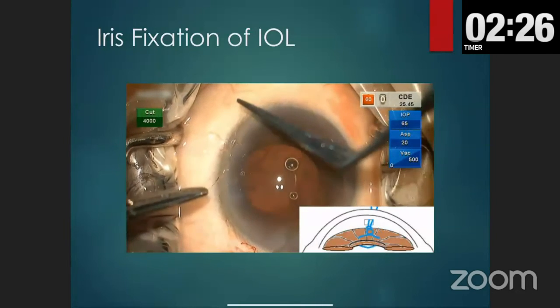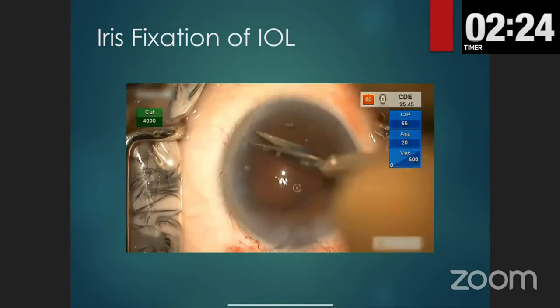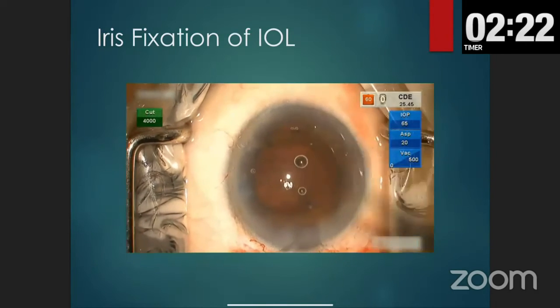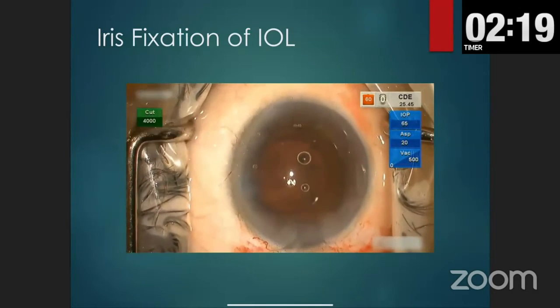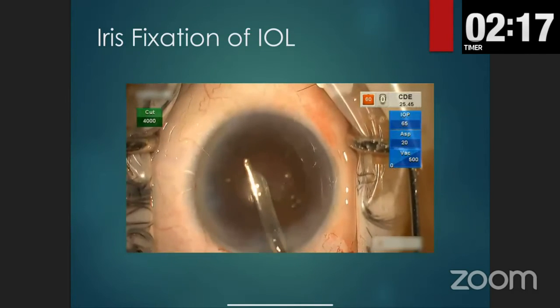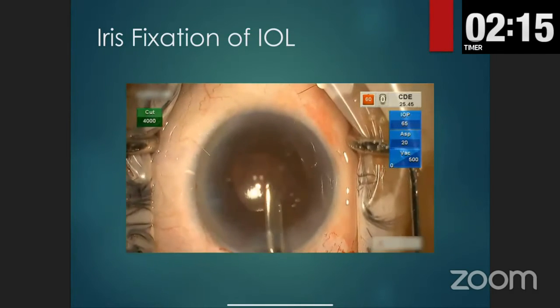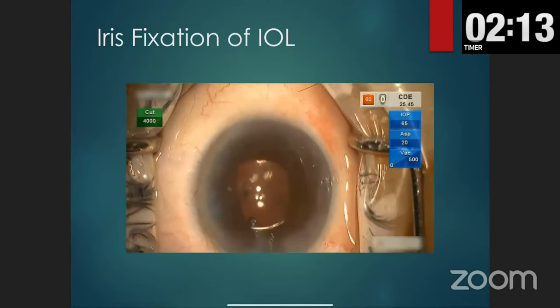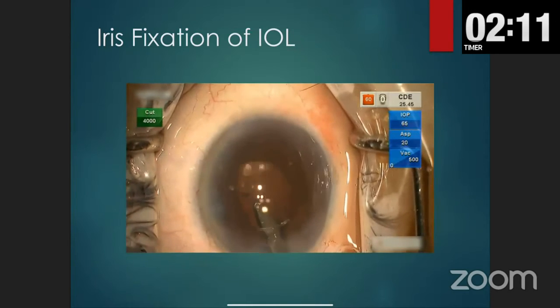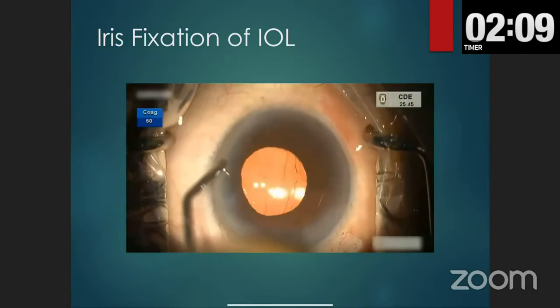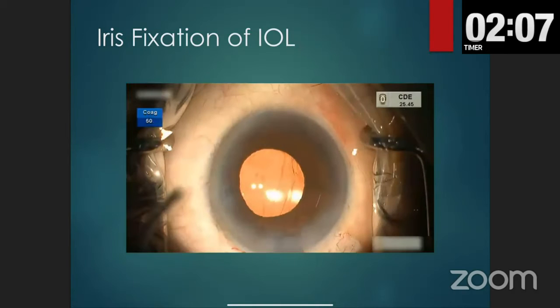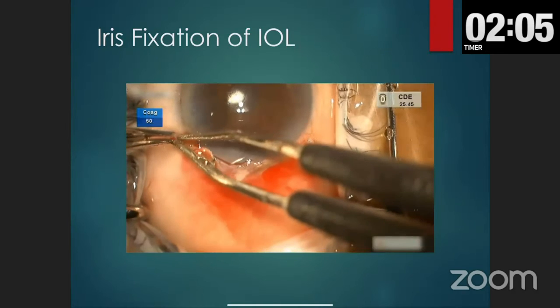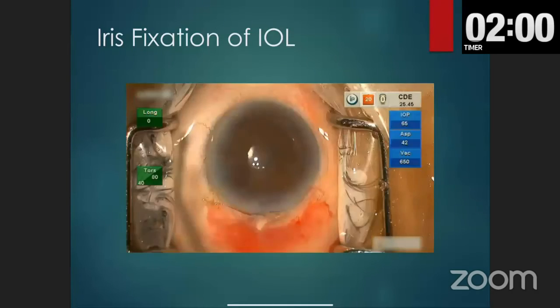So this is a very easy procedure, and it can be done as a primary procedure. That is the biggest advantage of doing a single haptic. So when you have a large PCR, the centration is very good. But in double haptic fixation, with experience, it will be good, but there are chances of tilting. With single haptic, you are visibly seeing how the IOL is. So this is a little bit easier procedure.